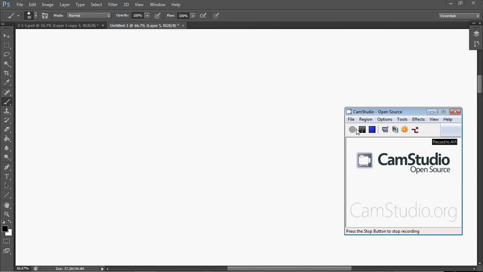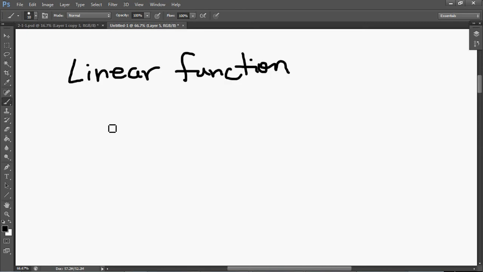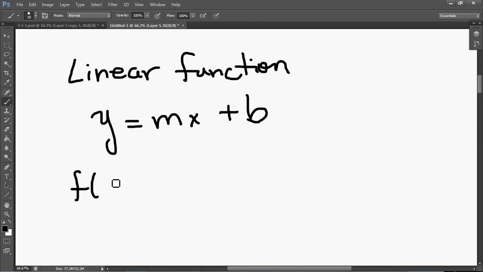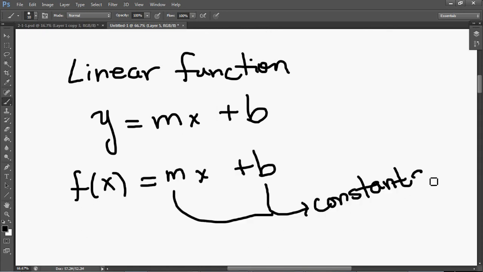Now, a linear function, that's a very specific thing. So when you talk about a linear function, you're talking about a very specific type of function. It's actually a function that can be written in the format y is equal to mx plus b. Or, if we just talked about function notation, you can also write it in the format f of x is equal to mx plus b, where the m and the b are constants. So they're numbers.